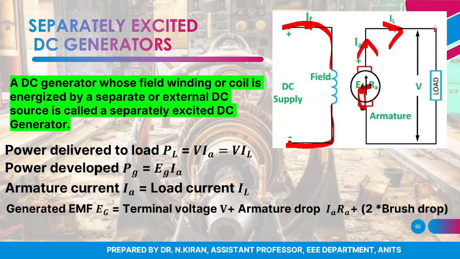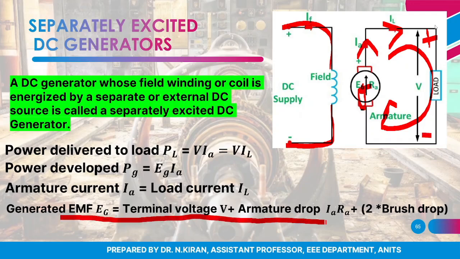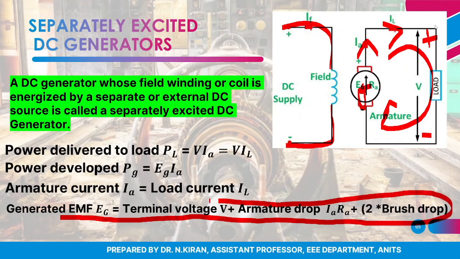And if I apply KVL to this loop, assuming here this is the positive and this is negative, I'll get this equation: EG is equal to V plus IARA plus 2 into brush drop. So this is the expression for generated EMF in case of separately excited DC generator.